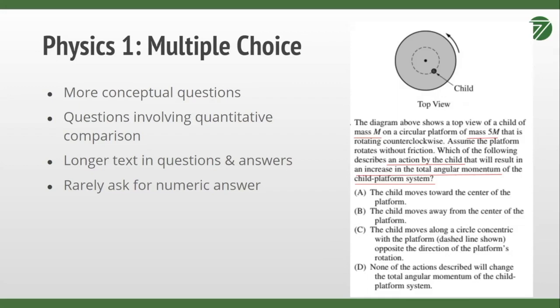And so that's the kind of reasoning that we have to go through on these problems. You have to look for key terms like, oh, child platform system. Okay, the child is acting on the child platform system. That means the angular momentum is going to be conserved. So as we read through our answers, we see, okay, D is none of the actions described will change the total angular momentum of the child platform system, because the child can't do anything. It would have to be an outside force of some kind.